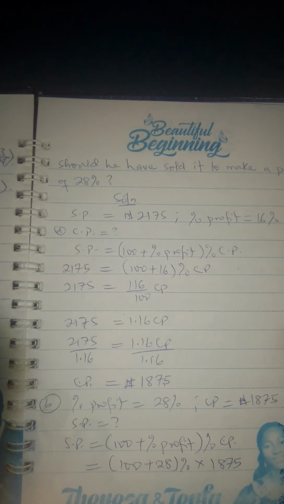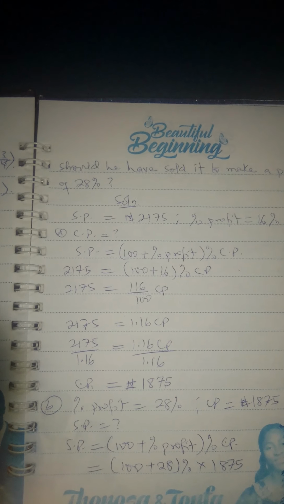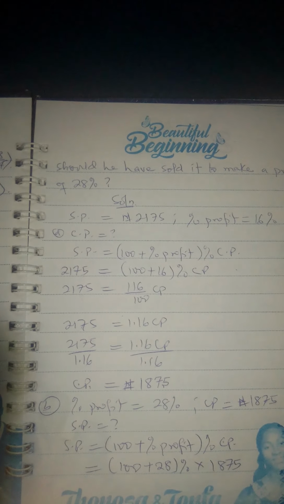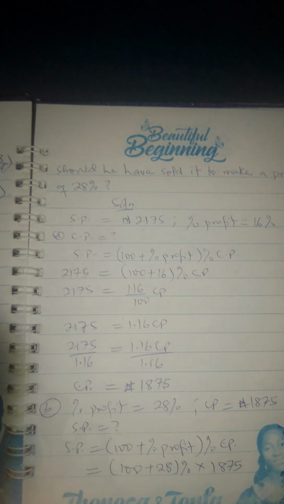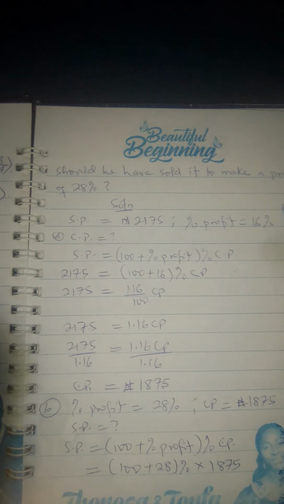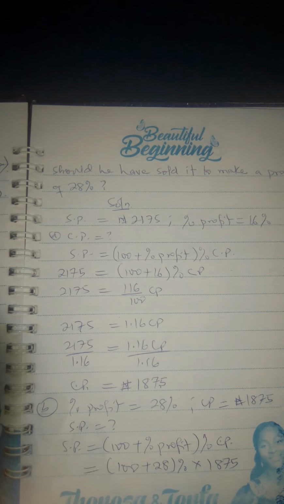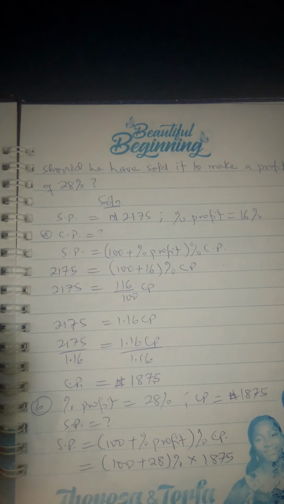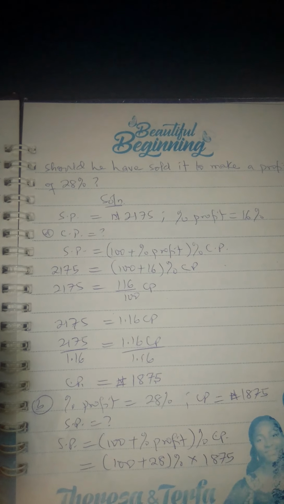Now, in B, we were told: for how much should we have sold the same article to make a profit of 28%? If your percentage profit changes to 28%, remember it's the same article bought by the same person, so the cost price will never change. So the cost price remains as 1,875 naira as calculated. It is the percentage profit now that changes to 28%.